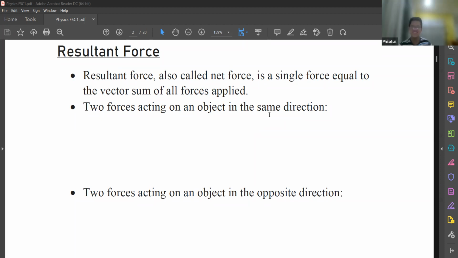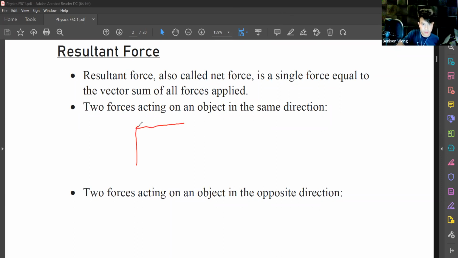So, two forces acting on an object in the same direction. What will happen when two forces act on an object in the same direction? Okay, so let's say over here.